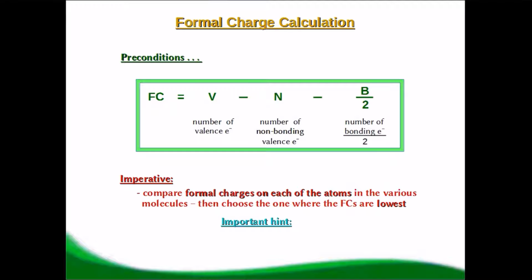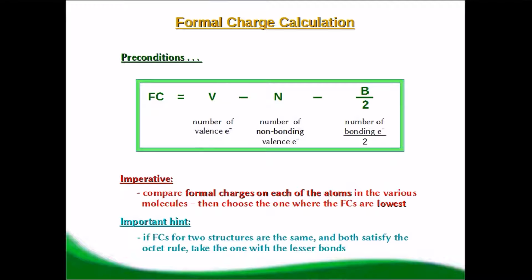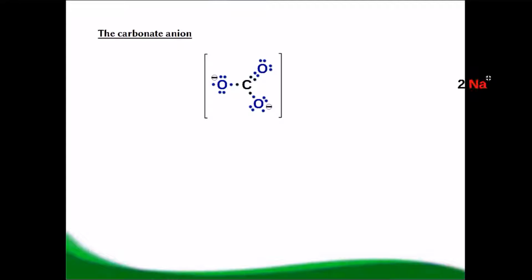One important hint: if formal charges for two structures are alike and both observe the octet rule, you will have to take the one with the lesser bonds. Let me show you a few examples. Here the carbonate ion, the Lewis structure of which is like this. I balance the two negative charges by sodium ions.